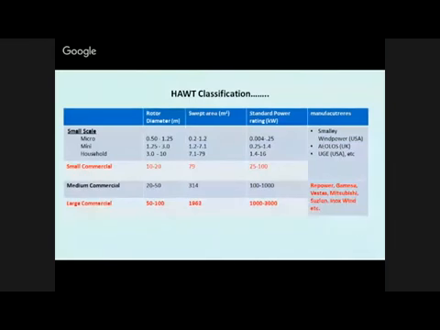Some data are there. From a classification point of view, small scale we can call micro, mini, and household, and the diameter varies from 0.5 to 1.25, and for household the diameter varies from 3 to 10. Then small commercial turbines have diameters of 10 to 20, medium commercial 20 to 50, and large commercial is almost 1 to 3 megawatt. We can call it a large commercial type of wind turbine.